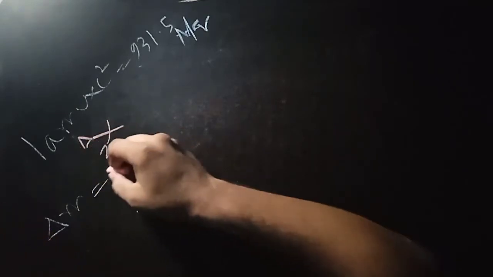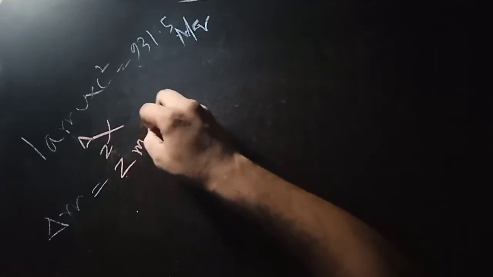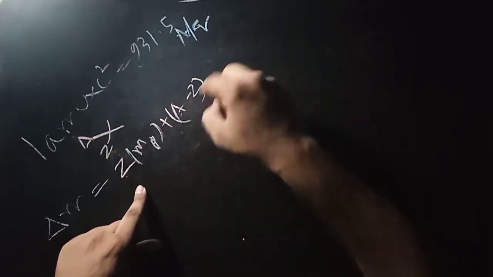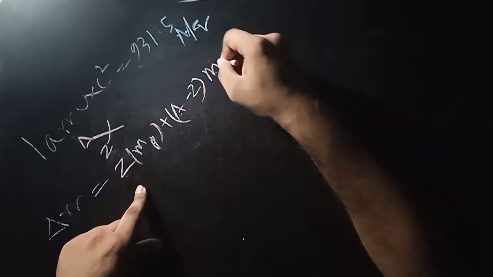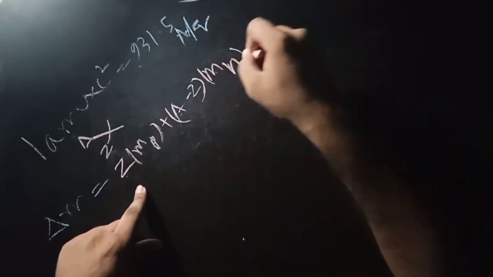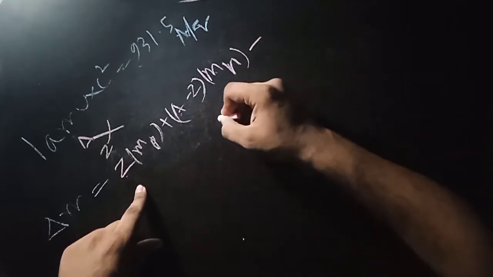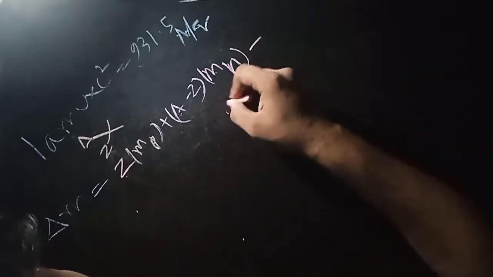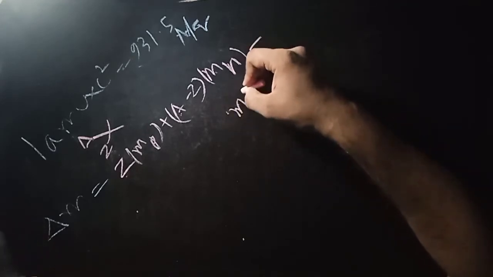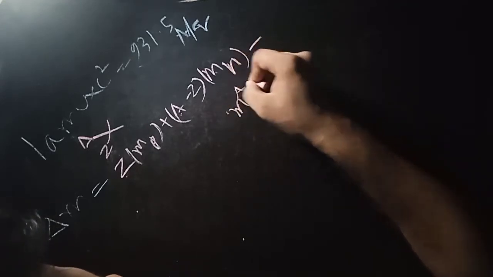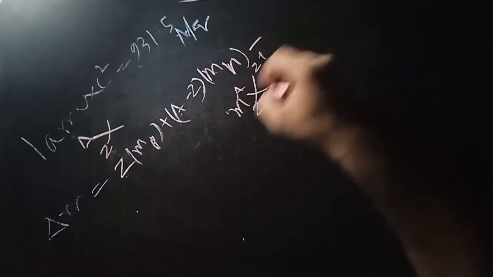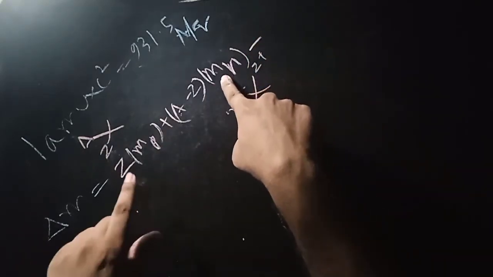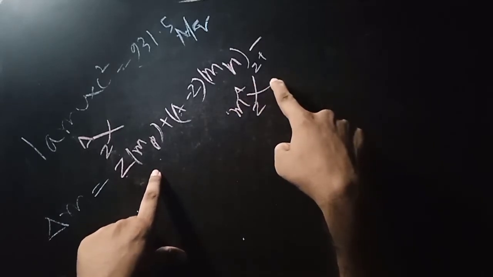So the mass will be, first, the number of protons, Z, into the mass of proton, plus A minus Z, that's the number of neutrons, into the mass of neutron, minus the mass of X, which is Z, A. Actually there is no consideration of electron here, so we do not take electron into consideration.